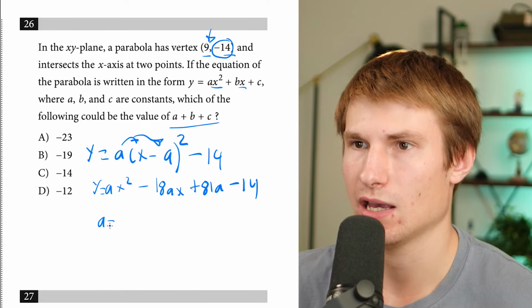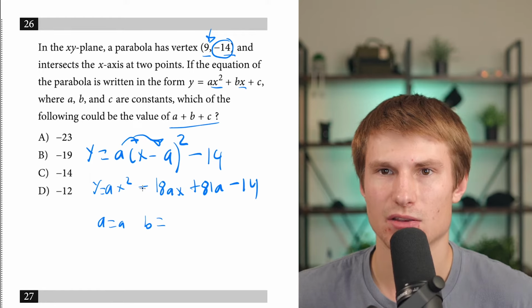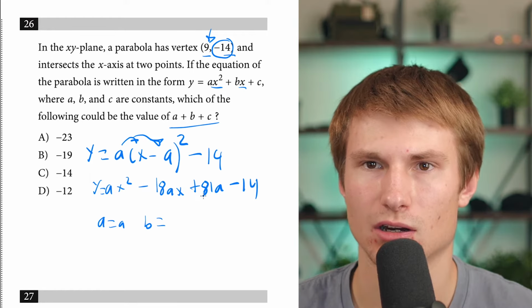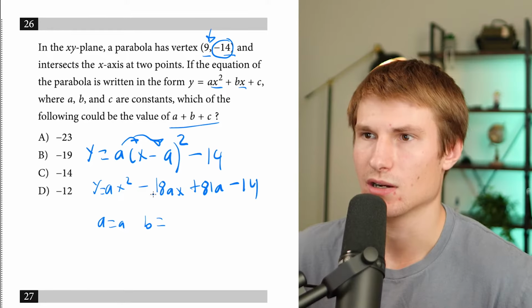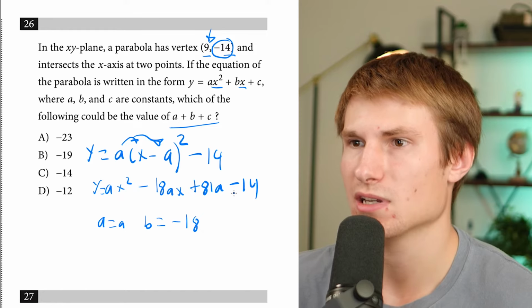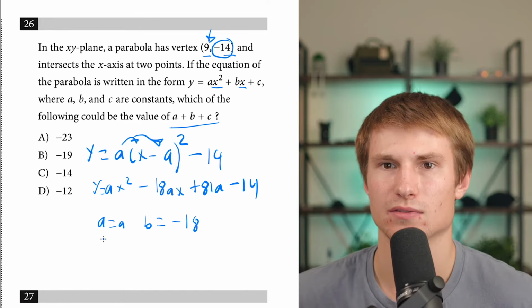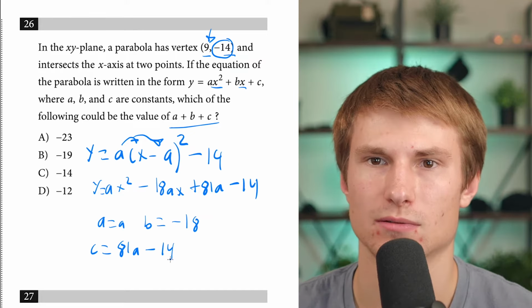That means that our a is going to equal a, our b is going to equal, let's go ahead and sum these together. So we got negative 18, or I'm sorry, we do not need to sum these together. Okay, so b would then be negative 18. And then we have this plus 81a minus 14 as the value of c. So c would then equal 81a minus 14.